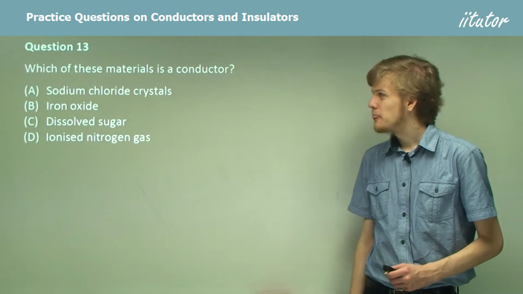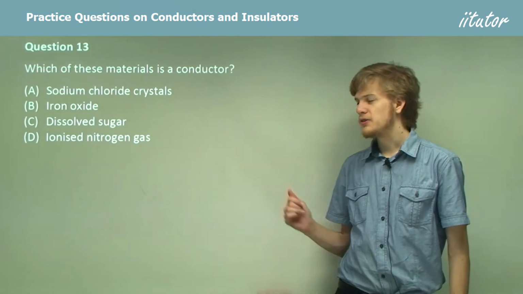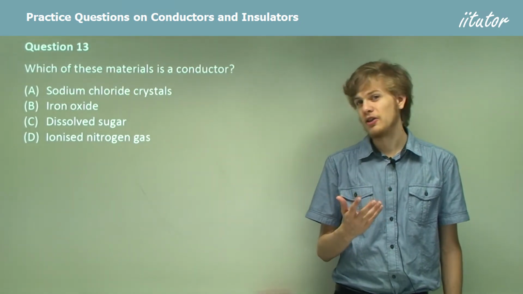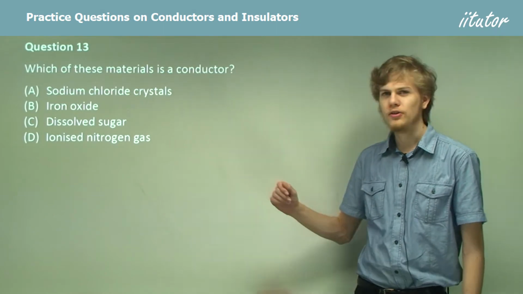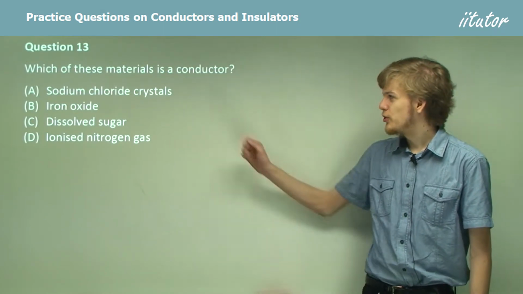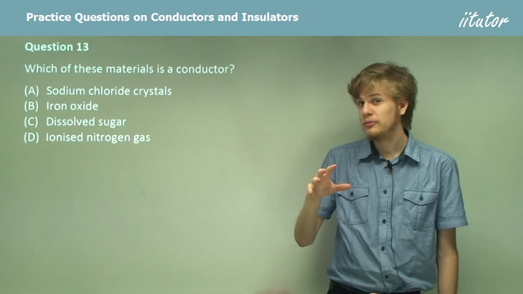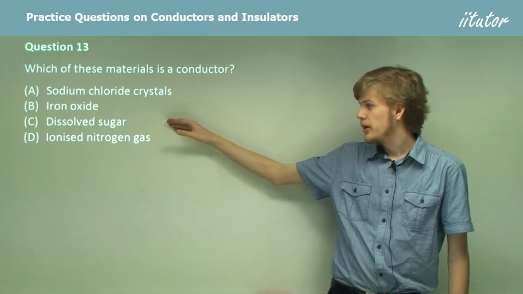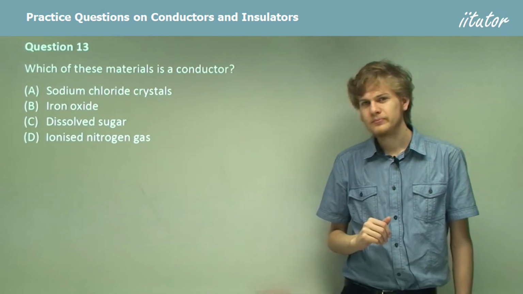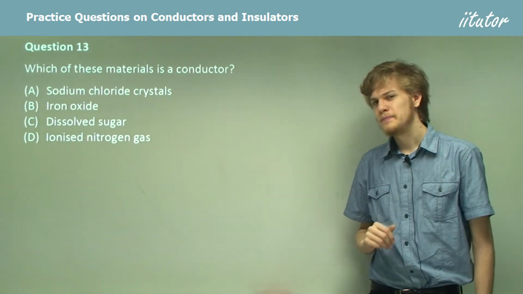Question 13. Which of these materials is a conductor? Well, easy, right? Pick the metal. There aren't any metals here. We have sodium chloride crystals, iron oxide, which is a metal compound, dissolved sugar, and ionized nitrogen gas. So let's go through our options.